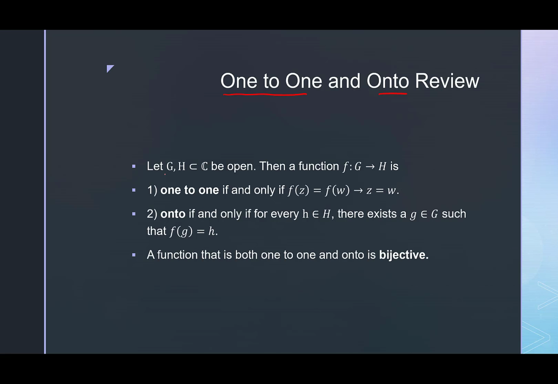Okay, so in complex land, we're going to go ahead and start with G and H, and let's suppose that these are open subsets of C. And let f from G to H be some kind of function. Then we say that f is one-to-one if and only if f of z equal to f of w implies that z is equal to w. So what this is saying is if f of z was equal to f of w, meaning two points got sent to the same place, well, this means that they had to be the same point to begin with.